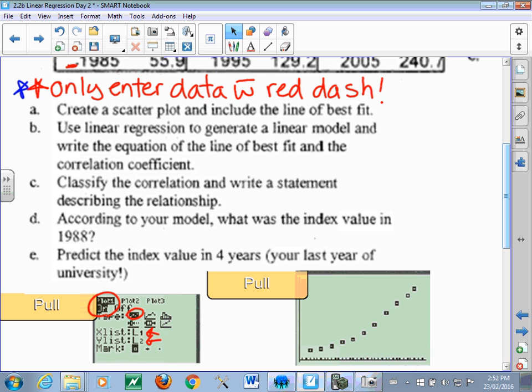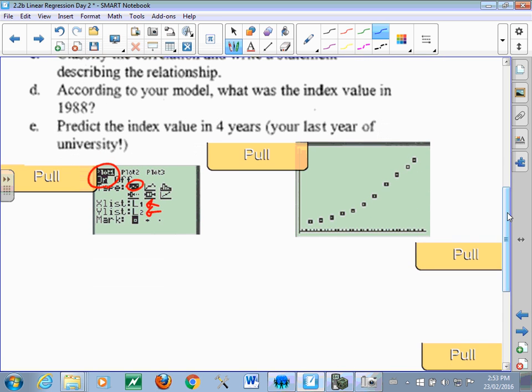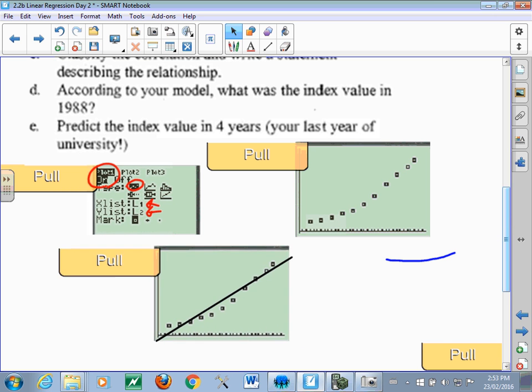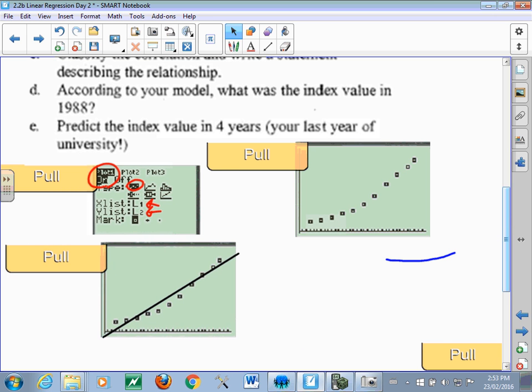Awesome. Okay, now that is just the scatter plot, but now it says to include the line of best fit. So to do that, folks, you're going to have to turn your diagnostics on in order to do the regression. Okay, so don't forget to do that. And when you turn your diagnostics on and do your regression, you're going to notice we've got our line there. Okay?